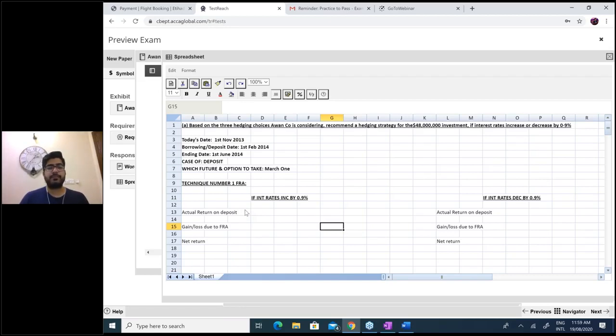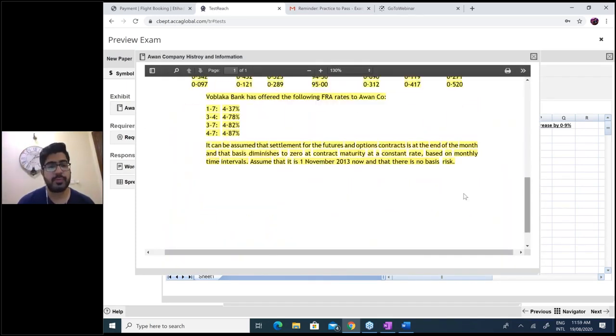For how long? What is the ending date? 1st June. You plan to deposit on 1st Feb till 1st June. So 1st Feb to 1st March, 1 month. 1st March to 1st April, 2 months. 1st April to 1st May, 3 months. And 1st May to 1st June, 4 months. So you plan to deposit after 3 months, and till 7 months. So the relevant FRA for you would be 3-7.